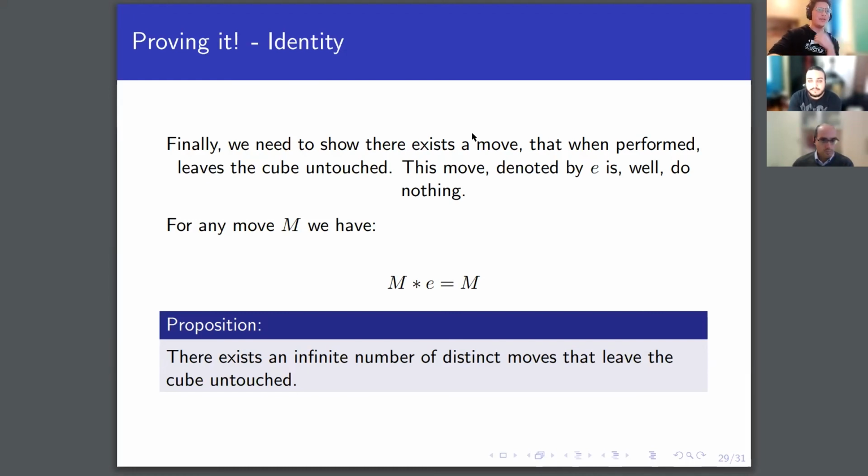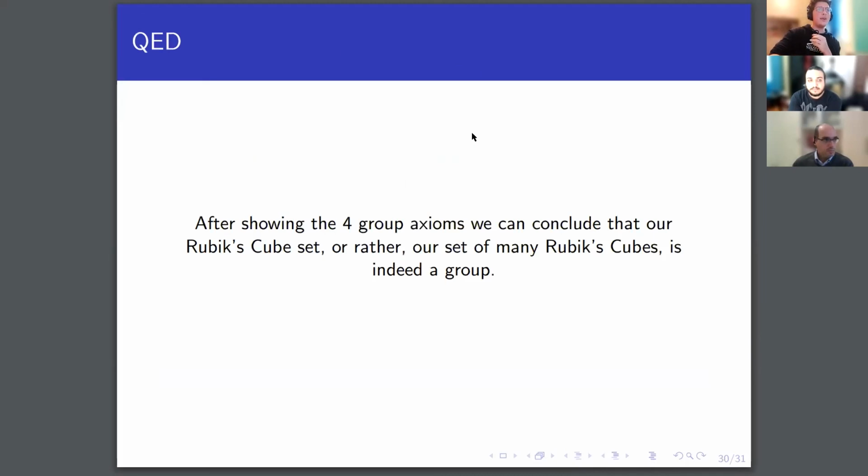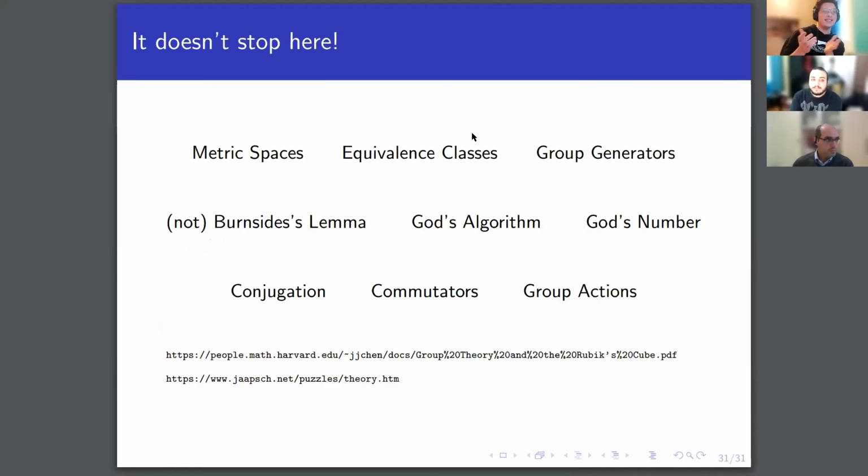I've proved the 4 axioms, and we can now conclude that the Rubik's Cube, or rather a group of Rubik's Cubes, is indeed a group, and that it follows the 4 axioms. I could talk about much more, but my time is up. These are just some of the things behind the maths of Rubik's Cubes, and what we can extrapolate from all the abstract concepts behind it. Thank you for listening.